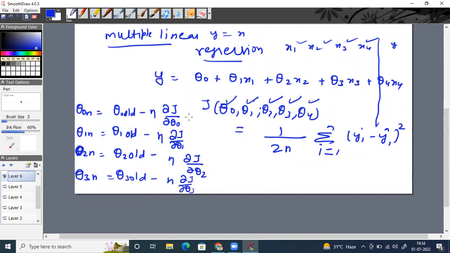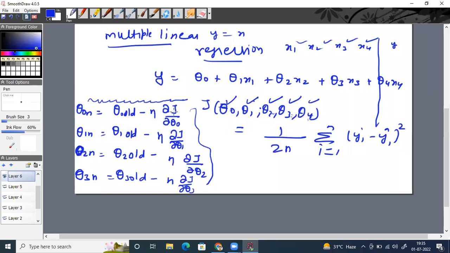So these updates will happen at the same time. At the same time, you have to update these weight equations. Everything remains the same. The objective function is the same. Just that now J has become, instead of a function of only one parameter, a function of theta naught, theta 1, theta 2, theta 3, theta 4. It will become a function of multiple things.